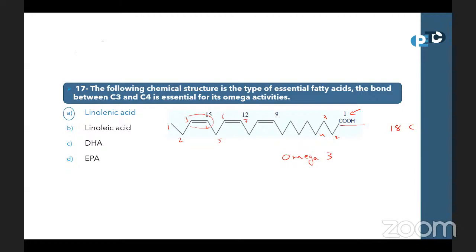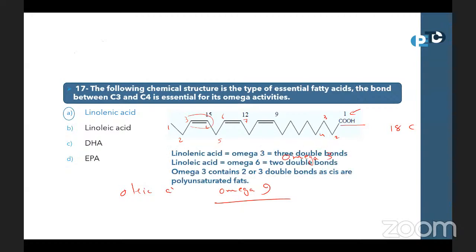And omega 9 is oleic acid. Oleic acid is omega 9, meaning that the first double bond is in between carbon number 9 and carbon number 10. Okay. So those are the essential fatty acids. Linolenic is the omega 3. Linoleic is the omega 6, while omega 9 is called oleic acid.